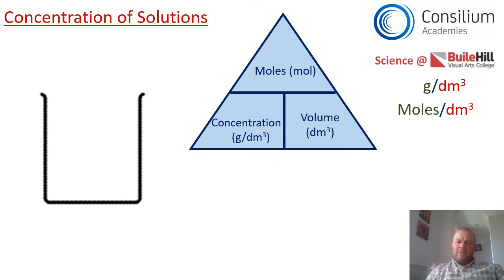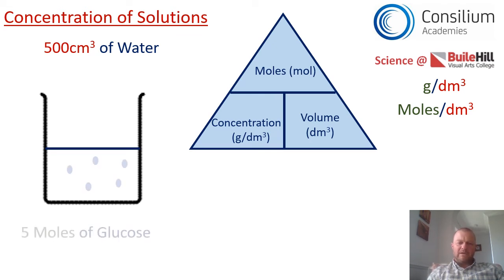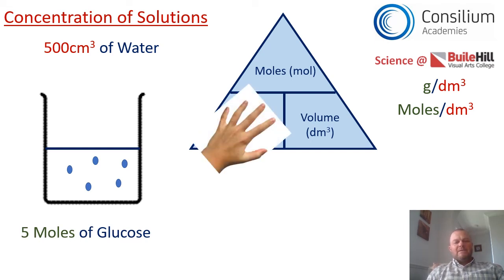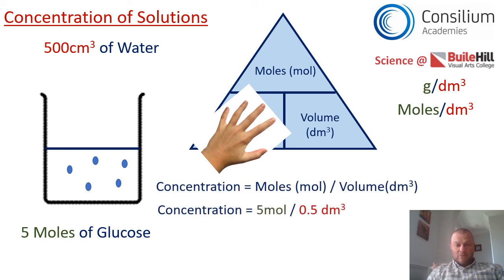New triangle, and the only thing different about this triangle is that the first part, instead of mass, now says moles. So let's say I had 500 centimeters cubed of water, and into that water I dissolve 5 moles of glucose. To calculate the concentration, it's moles divided by volume. So I've got 5 moles, and 500 centimeters cubed of water. Let's convert that into decimeters cubed, so it will be 0.5. So it'll be 5 divided by 0.5, which gives us an answer of 10 moles per decimeter cubed.